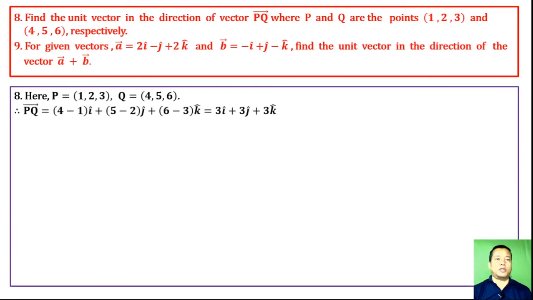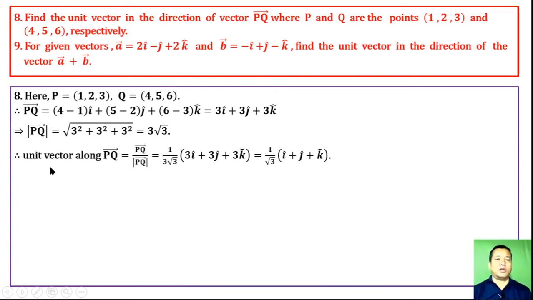Therefore PQ vector is x2 minus x1 times i cap plus y2 minus y1 times j cap plus z2 minus z1 times k cap, which simplifies to this. Its magnitude is the square root of 3 squared plus 3 squared plus 3 squared, that is 3 root 3. Therefore the unit vector along PQ vector is PQ vector divided by its magnitude, which is equal to 1 by 3 root 3 times this, which is 1 by root 3 times i cap plus j cap plus k cap.